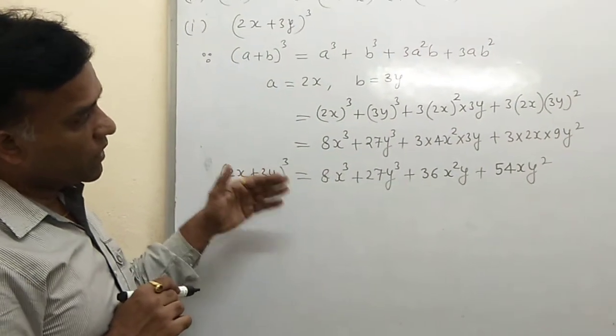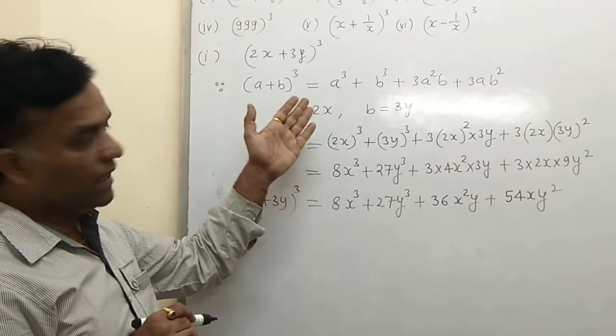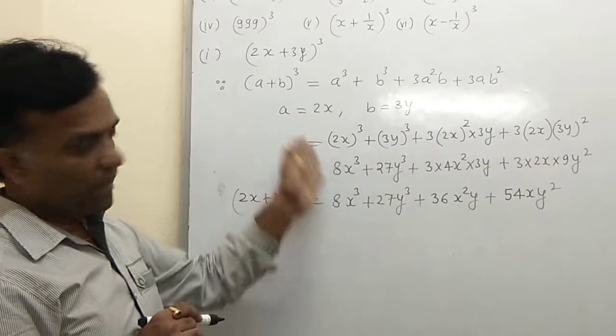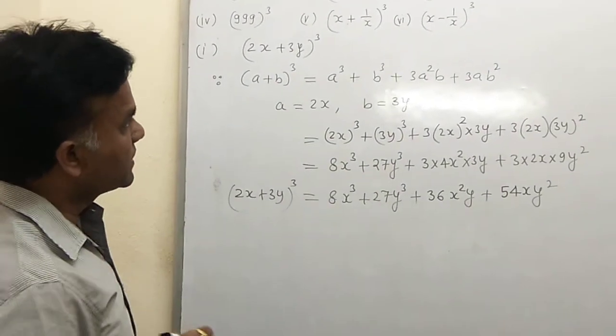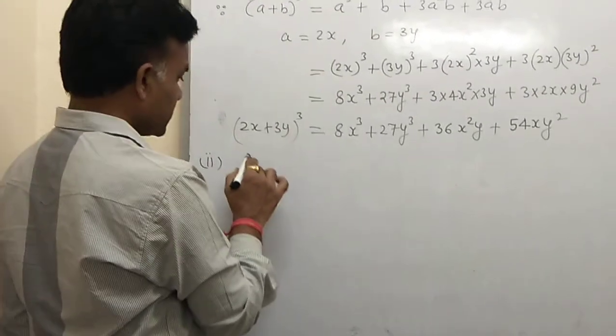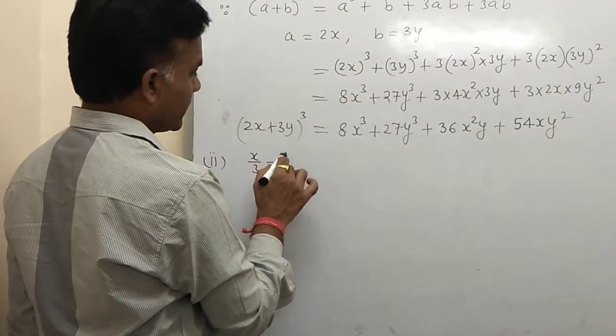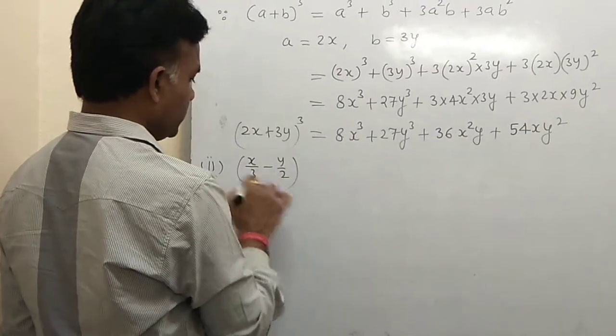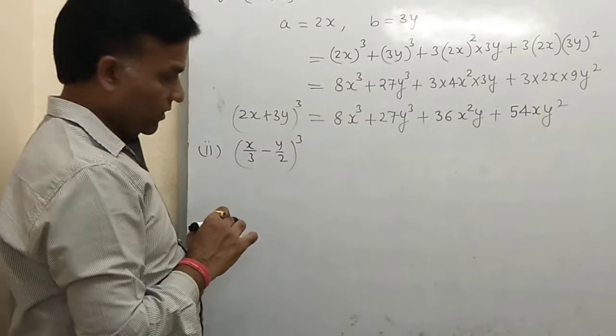For any term you can convert, you write down only the formula, put the values in the given formula and then write the expansion. Similarly, now we will try the second question. The second question is (x/3 − y/2) whole cube. Both terms are given in the form of fractions.